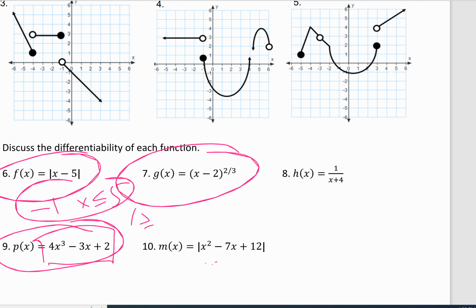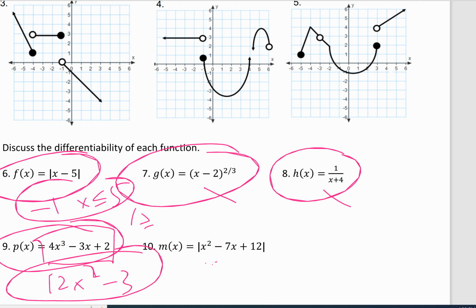But this one, you can take the derivative if you want, and you'll see that it's not going to exist at 0. Well, you take the derivative here, and it clearly exists at 0. It works. There's no denominator. There's no radical in the denominator. That's the problem with this one.